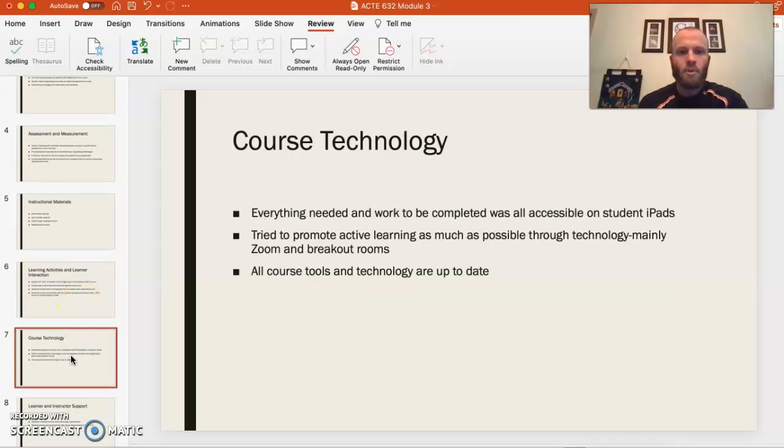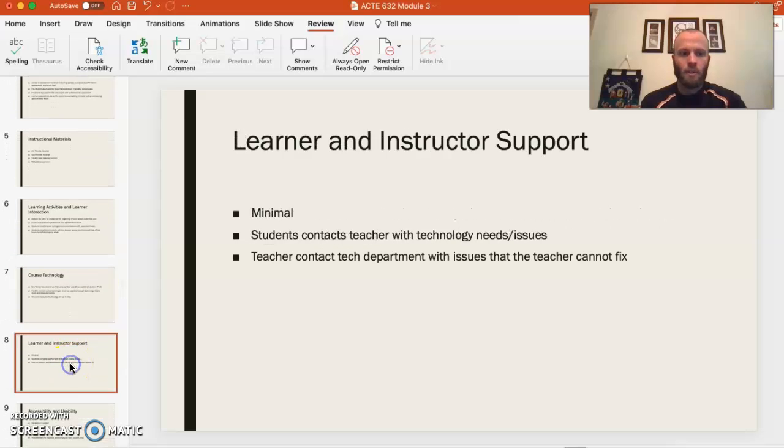So the technology that's needed to complete this course: everything that's needed and all work that's completed is accessible on their student iPads. We are a one-to-one district, so each student has their own school-issued iPad. Even though this was an online course, I still tried to promote active learning as much as possible, mainly through Zoom. That's how the students would join the class synchronously. I try to have lots of breakout rooms set up at different times where students could be interacting with each other, as well as interacting with me. And all course tools and technology pieces that the students are going to need are up to date as they go through this.